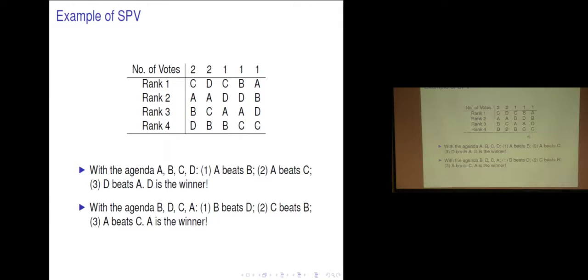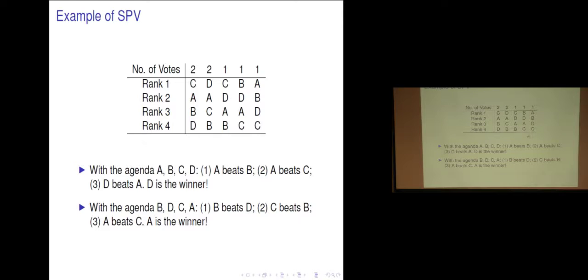Now, suppose we choose a different sequence: B, D, C, A. Let's see what's going on in this case. B is going to play D first. According to this, B beats D. Is it true? 2 votes for B above D, and another vote, so there are at least 4 votes. 4 is a majority, there are only 7 votes. So B beats D. And then B is going to play against C.